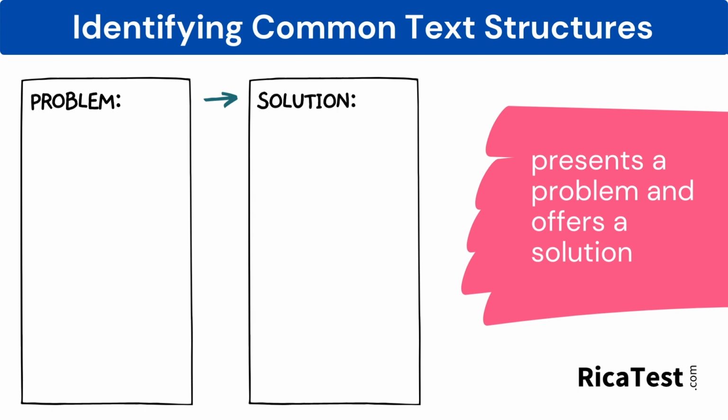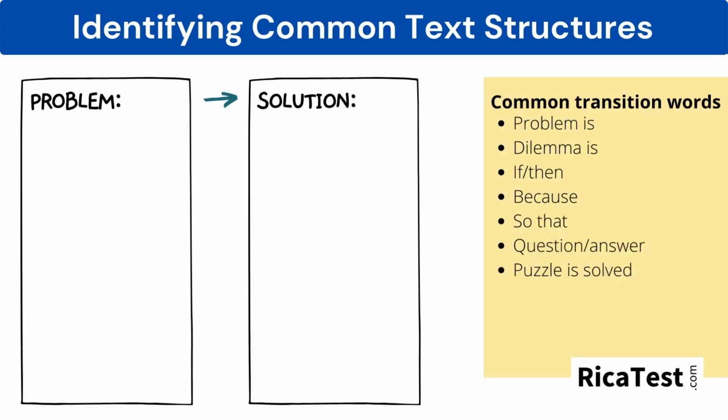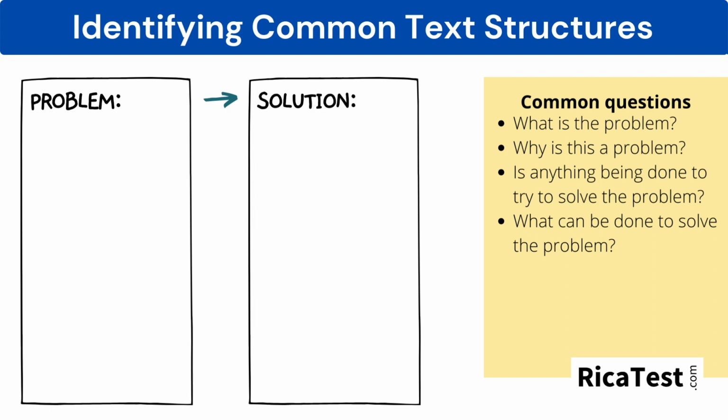The problem and solution structure presents a problem and later offers a solution or explanation. Common transition words here for problem and solution include problem is, dilemma is, if then, because, so that, question and answer, and puzzle is solved. Next, common questions that involve problem and solution include: what is the problem? Why is this a problem? Is anything being done to try and solve the problem? What can be done to solve the problem?